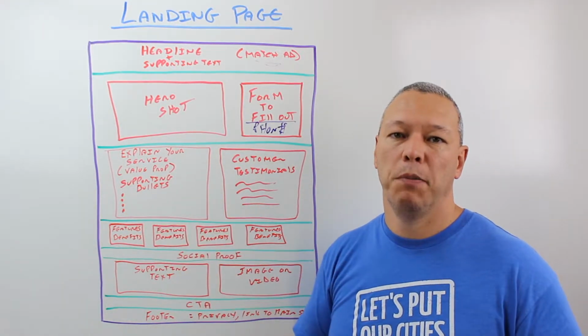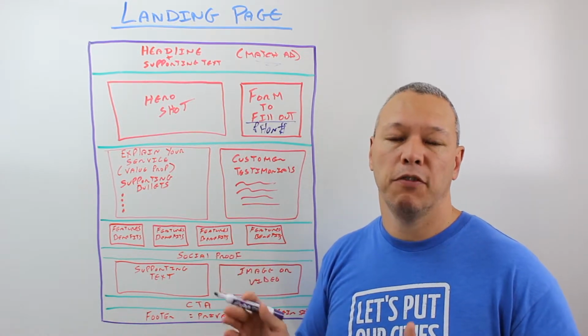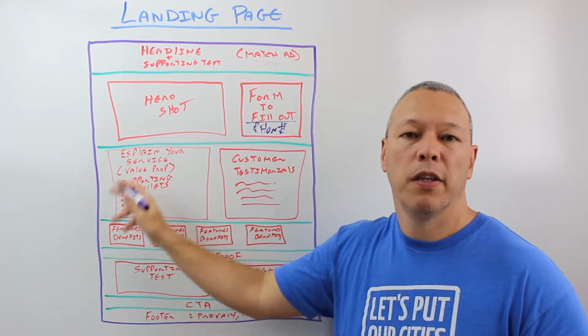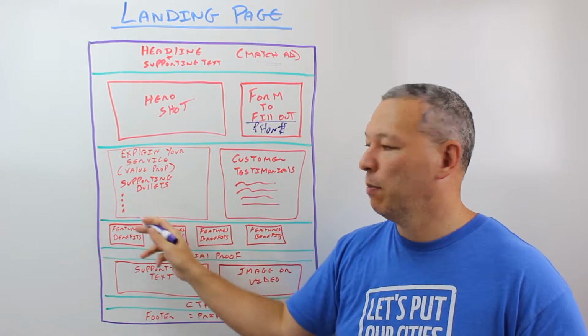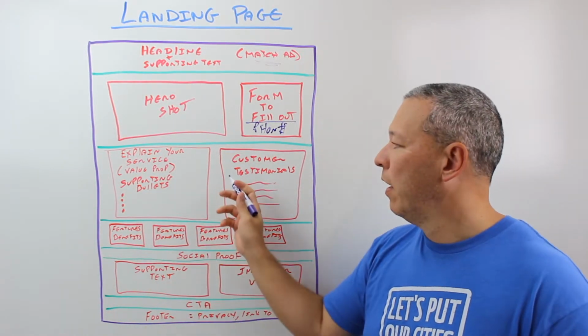Bullet points work well because people tend to scan these pages and bullet points jump out, and it's easy for people to read and comprehend. So you want to make sure you do a really good job with this, giving your value proposition, explaining clearly what you do, and having some supporting bullet points on there.